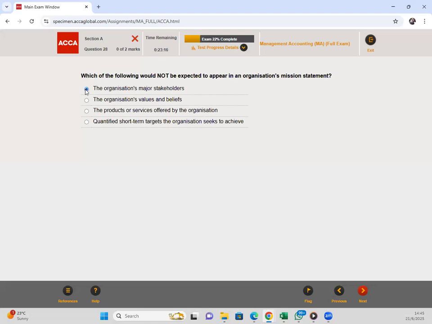So Noko said A, and A is wrong. So it's not A. So which should not be expected in our mission statement? It's long term. We are talking about the long term. Yes, because it's the mission statement. It's the long term, so we can't include the short term targets.